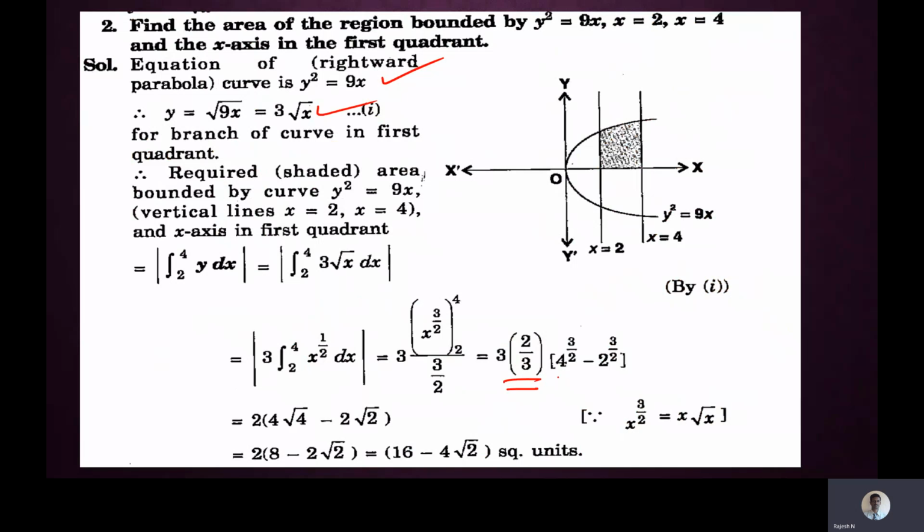That constant you take outside, then 4 raised to 3 by 2 minus 2 raised to 3 by 2. 4 raised to 3 by 2 is 8. 2 raised to 3 by 2 is 2 cube raised to 1 by 2. 2 cube is 8, it is root 8. Root 8 is root of 4 into 2, which is 2 root 2. So this is the answer: 16 minus 4 root 2 square units.